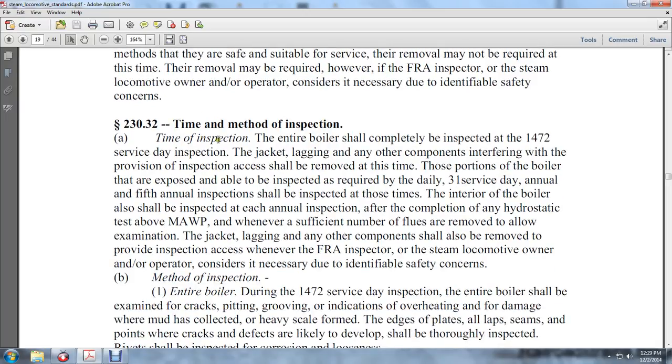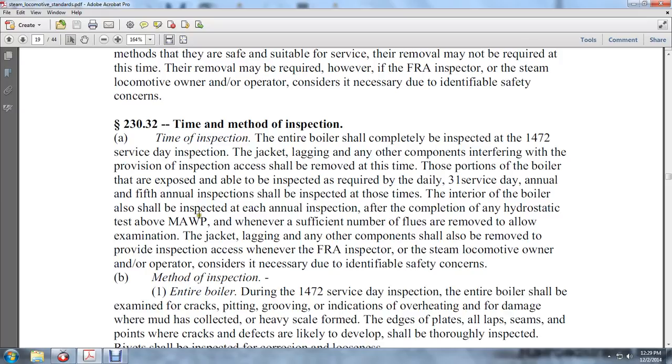Time and method of inspection. The entire boiler shall be completely inspected every 1,472 service days. The jacket, lagging, and other components interfering with inspection access shall be removed so that this portion of the boiler is exposed and able to be inspected, as required at the 31 service day annual inspection and the fifth annual inspection. The interior of the boiler shall be inspected at each annual inspection.